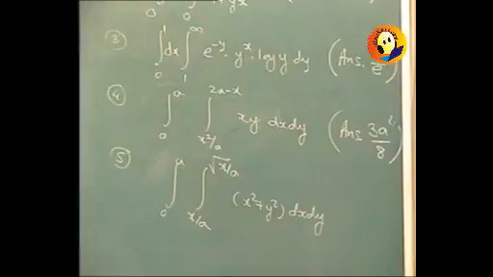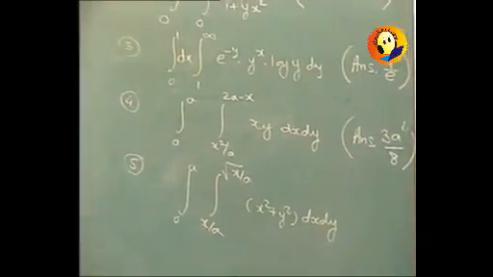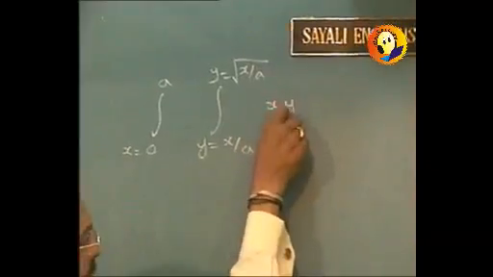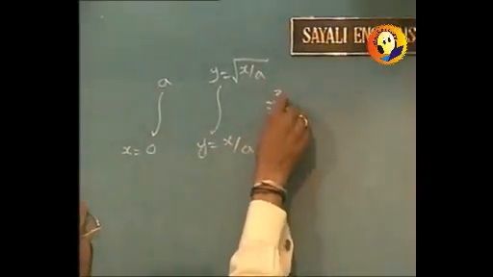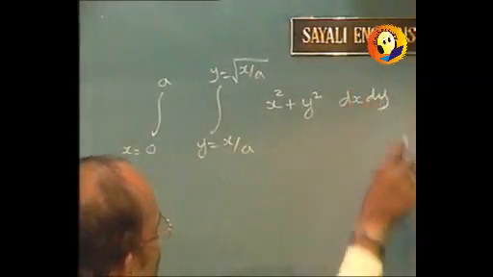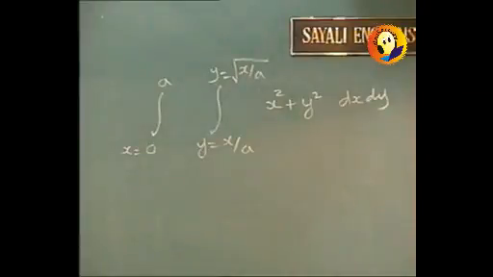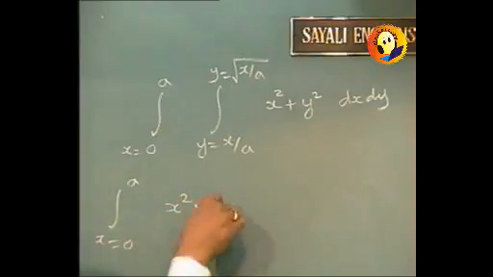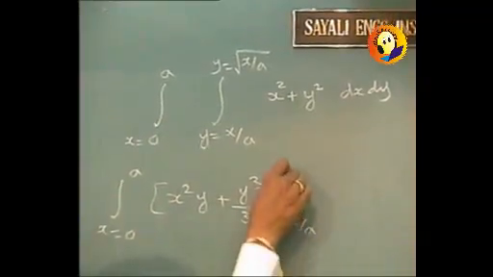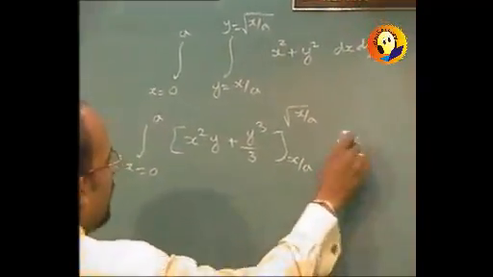So the given integral is x equal to 0 to a, integral y equal to x upon a to y equal to under root of x upon a, x square plus y square, excuse me, dx dy. We are required to integrate with respect to y first and it is integrable. So let us proceed with the integration. X equal to 0 to a, x square y plus y cube by 3 within limits x upon a to root of x upon a dx.